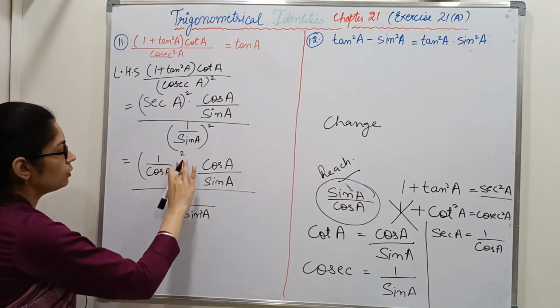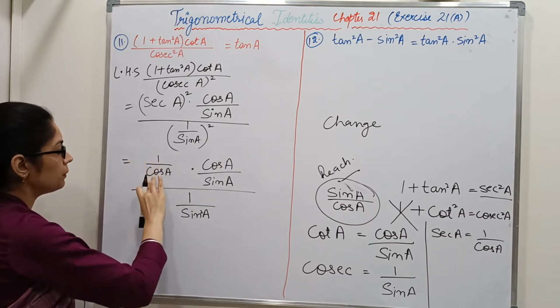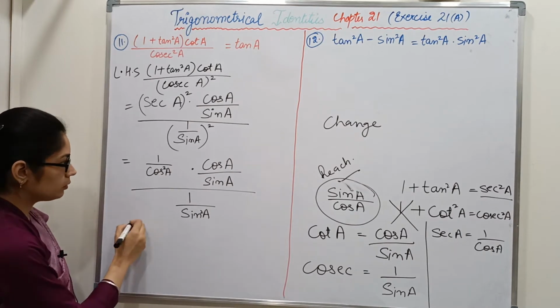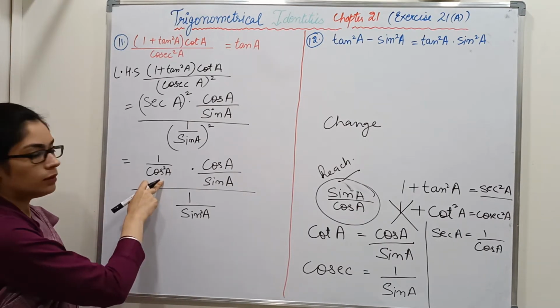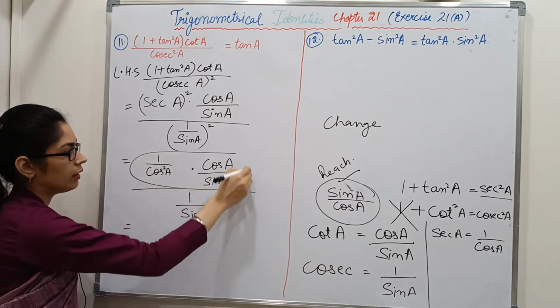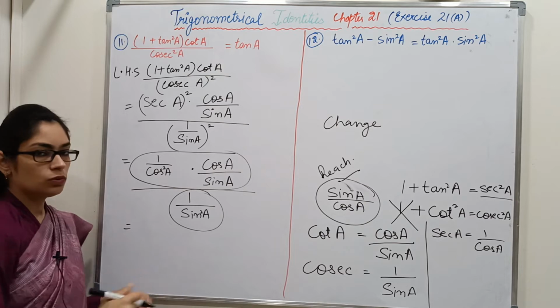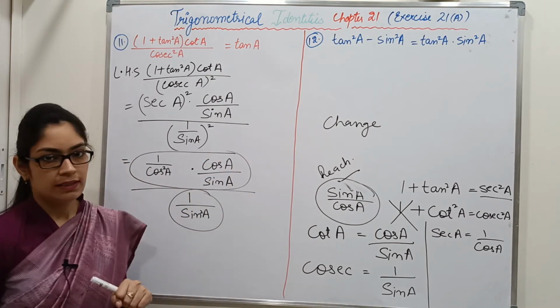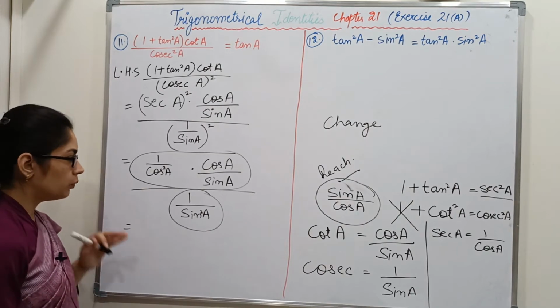And this whole square also, because whole square means square on the trigonometric ratio. So let's write it this way. Here what we can do, this is one fraction and again this is one fraction. So two fractions getting divided with each other. So let's simplify it more.